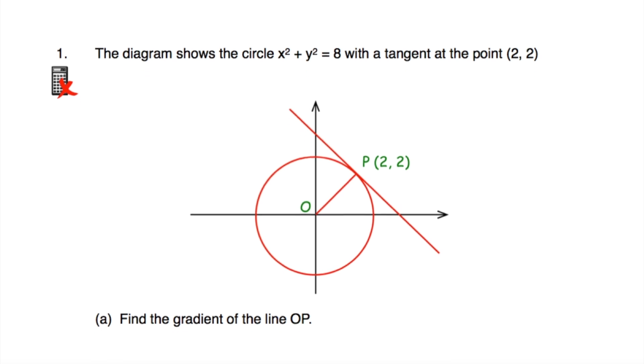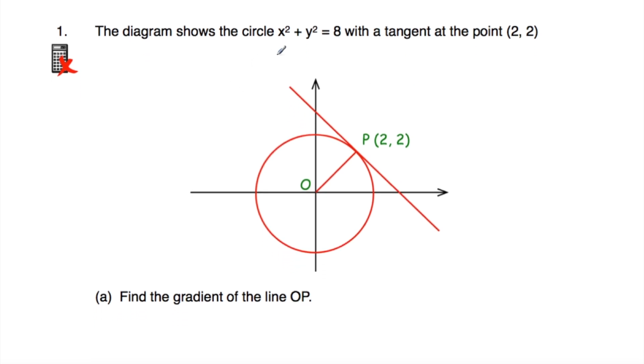Okay, question number one. It says the diagram shows the circle x squared plus y squared equals 8 with a tangent at the point 2, 2. As you can see, we've got this circle, x squared plus y squared equals 8. The center of the circle is the origin here. And then we've got this tangent drawn to the circle. It touches the circle once and carries on. It's the tangent at the point P, which is the point with coordinates 2, 2.